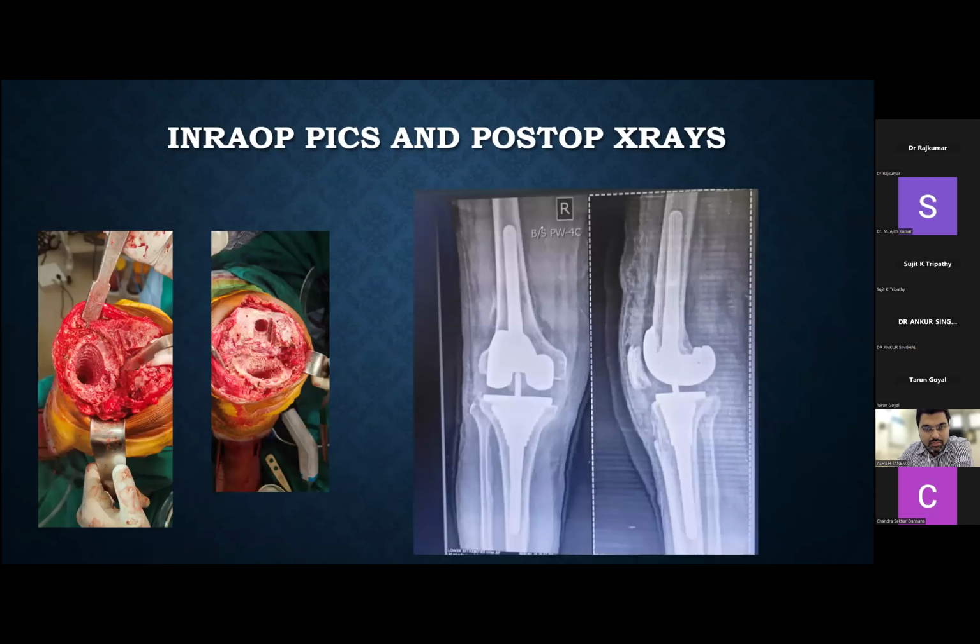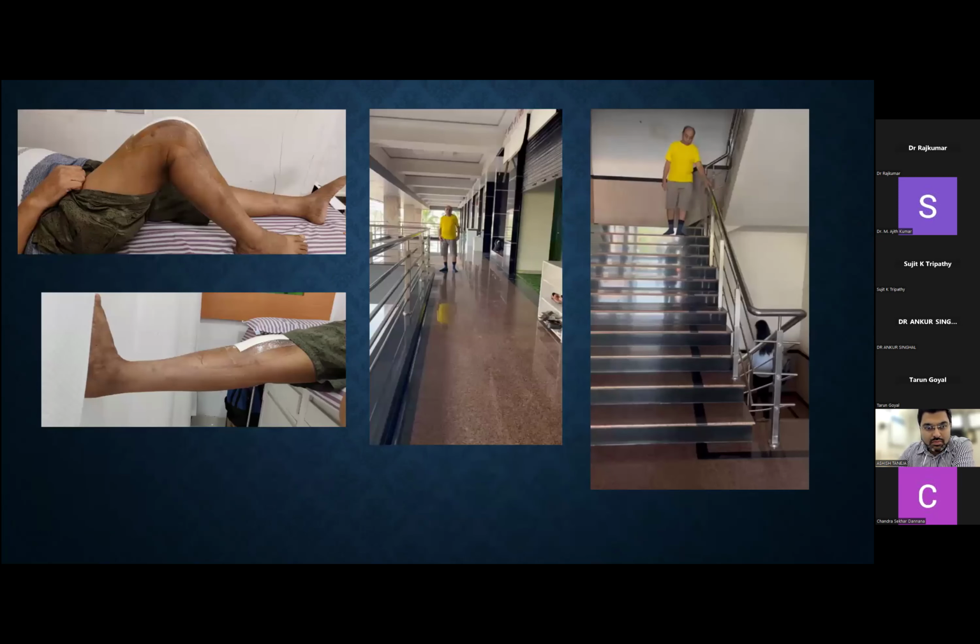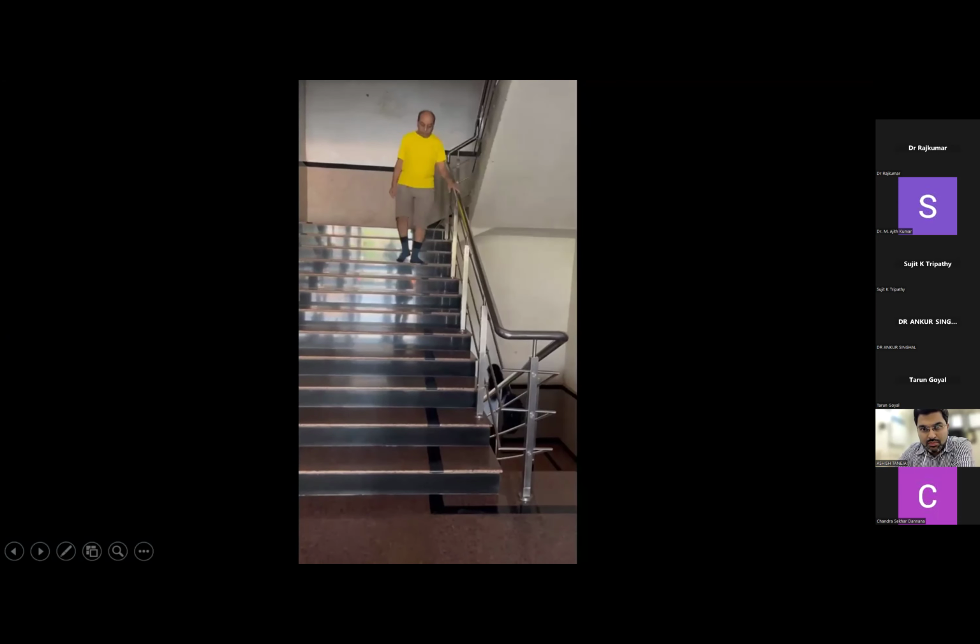So these were the intra pics. I did a sleeve over the tibia part and augments on the femur. So you can appreciate he had undergone a range of motion of 90 degrees, no extension lag. This is the post-op video of the patient walking comfortably, and this is a stair climbing video.